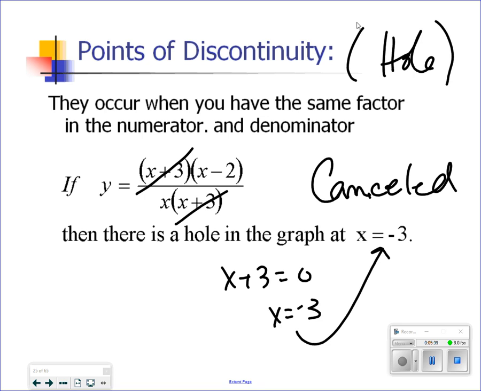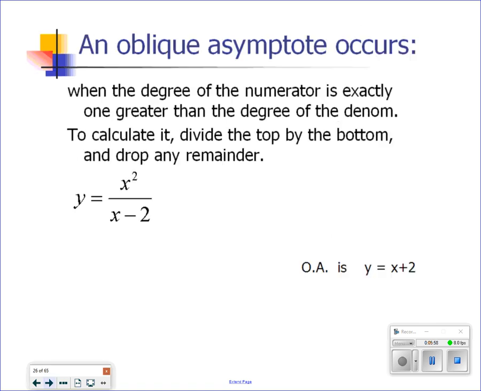graph. So what happens is, literally, as the graph is going along, you would put a hole in the graph, or what's known as a point of discontinuity, meaning the graph is going along and then it skips over that particular value and then continues to go. So a point of discontinuity, or hole.